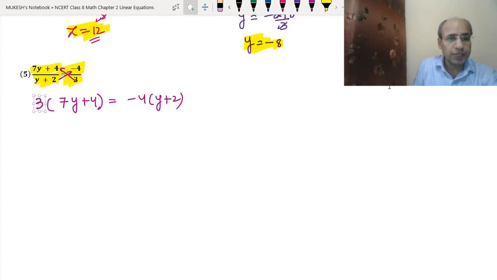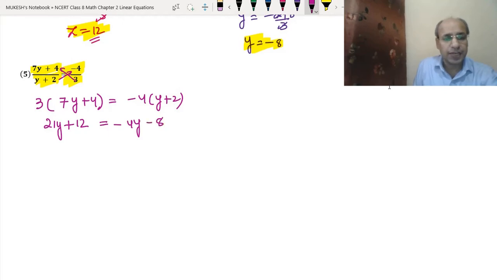Now we will multiply 3 with the 7, so it will be 21y, and we will multiply 3 with the 4, it will become plus 12. We will multiply minus 4 with the y, it will become minus 4y, and we will multiply minus 4 with the plus 2, it will become minus 8.